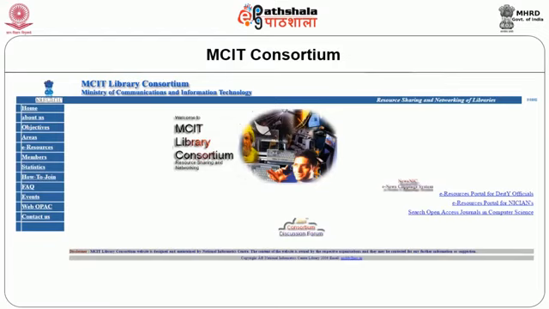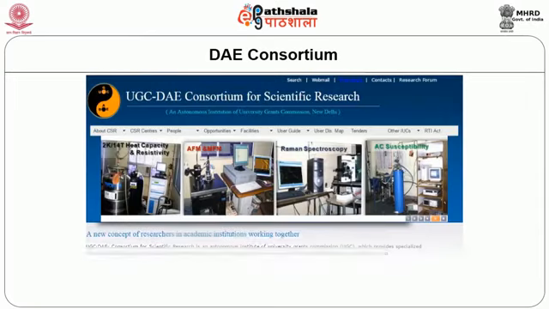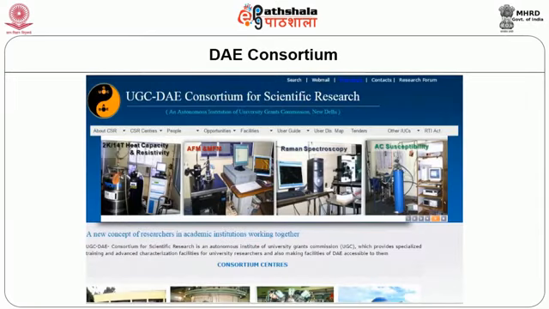It also provides access to 1,818 e-journals and 14,000 books to its member institutions. DAE Consortium. The Department of Atomic Energy Consortium, set up in 2003, caters to the information requirement of 36 institutions including BARC, TIFR and SAMIR. It is funded by the Department of Atomic Energy, Government of India.